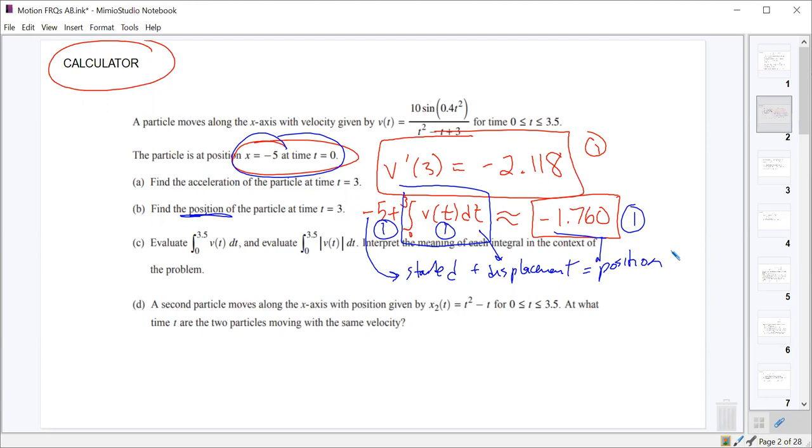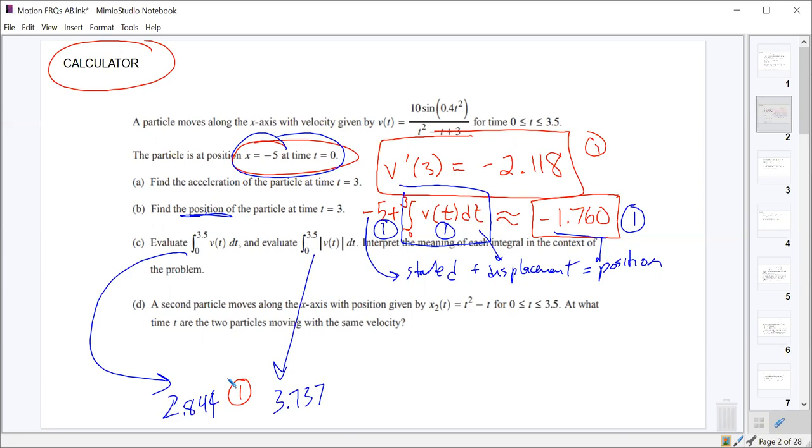Okay. All right, part C, evaluate the integral from 0 to 3.5 of v of t and the integral from 0 to 3.5 of the absolute value of v of t. So those should both be pretty easy to do. The first one comes out to just be 2.844. That should be pretty easy. The second one comes out to be 3.737. Hopefully you got those just by plugging them into your calculator. That should be easy enough.